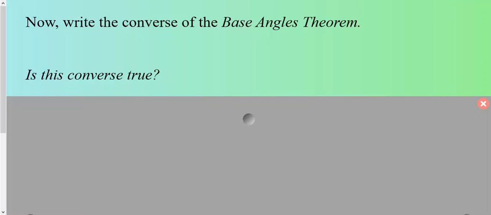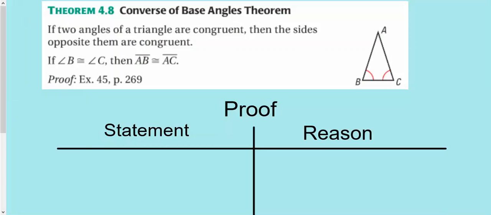So now we're going to work with the converse. It says if the two base angles are congruent, then the sides opposite are congruent. This is theorem 4.8, base angles converse. It says if two angles of a triangle are congruent, then the sides opposite them are congruent. So we're going to show that AC is congruent to AB.